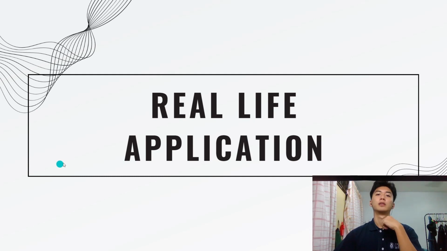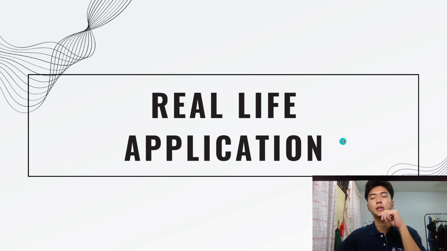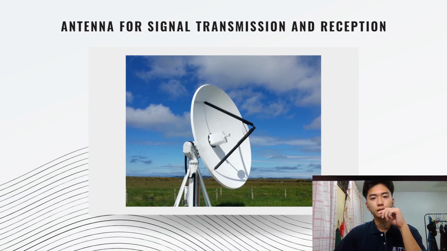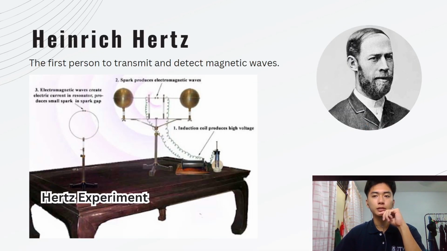Okay, so now I'm going to talk about real-life applications for displacement current. One of the common applications is antenna for signal transmission and also reception. Heinrich Hertz is the first person to transmit and detect electromagnetic waves in the early century. During his experiment, a high voltage is applied to two metal rod ends, and a spark is produced in the gap. This spark results in radiation of electromagnetic wave which travels through air and results in another spark at the metal coil placed a few meters away from it.